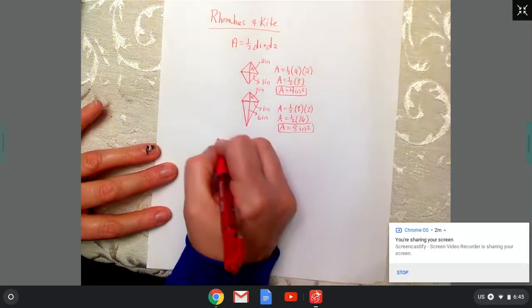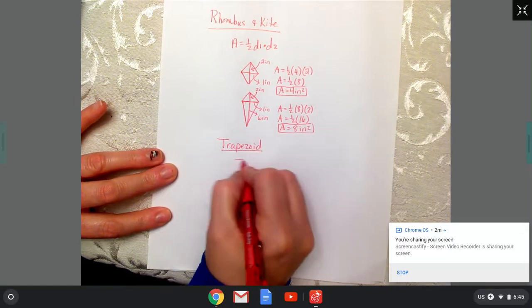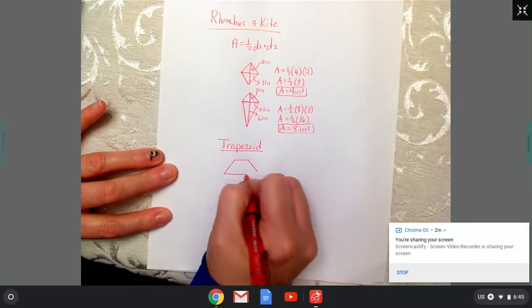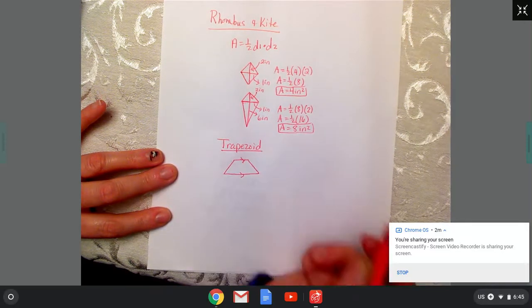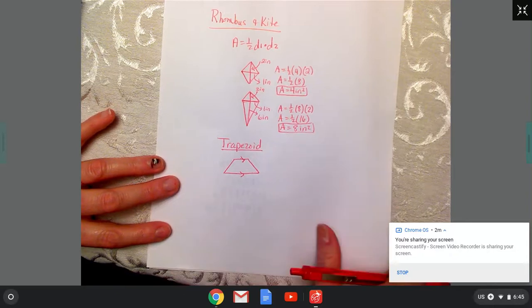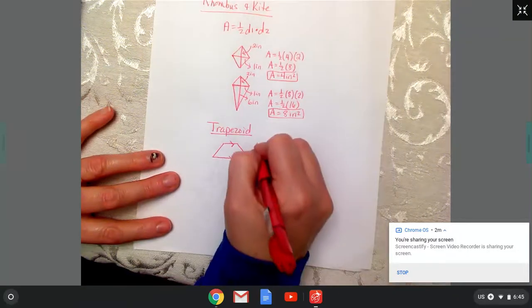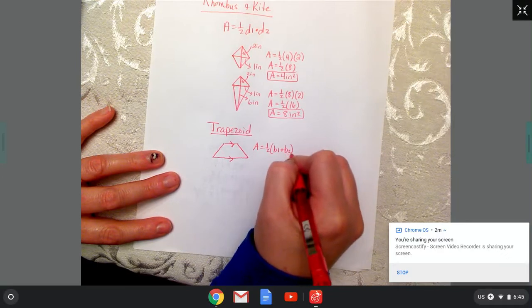And then the one that I left out was trapezoid. I don't know why I forgot that one, but I did. Okay, so a trapezoid has one pair of parallel bases. And there's different types. There's right trapezoids, isosceles trapezoids, just regular trapezoid. Okay, but they all have the same formula. 1/2 base 1 plus base 2 times height.